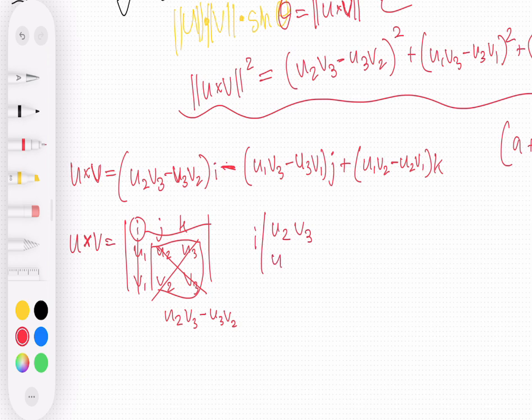u2 v3, minus u3 v2. Remember, minus when you're going onto the y-axis, and then plus when you're going onto the z-axis.